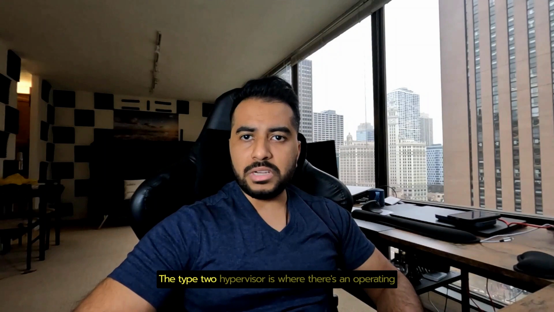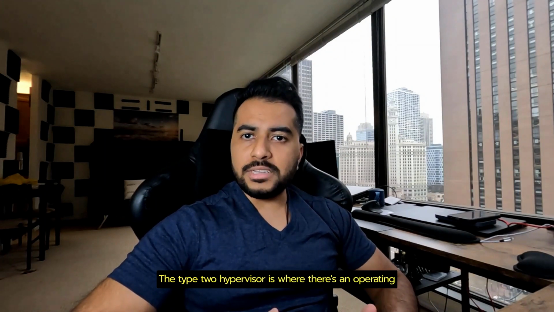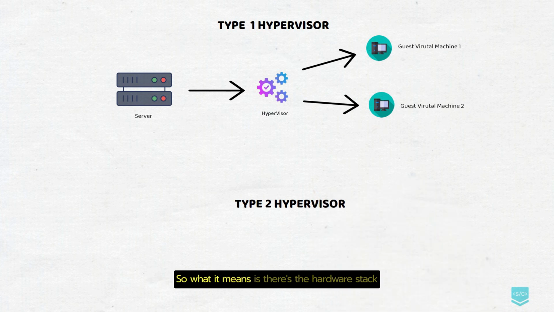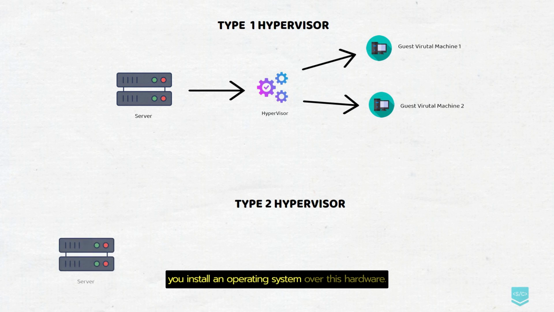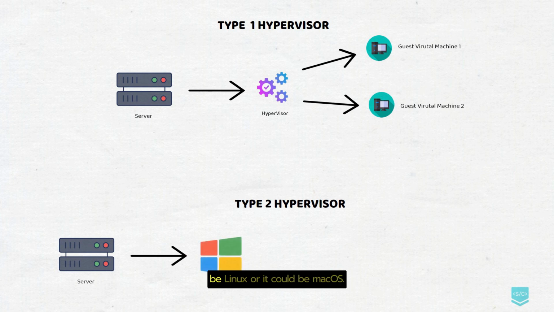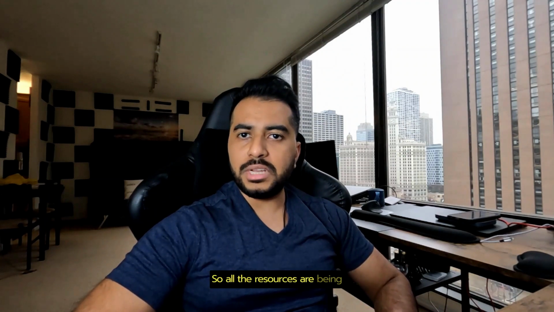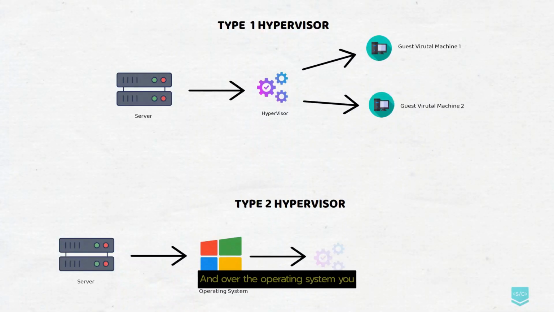The type 2 hypervisor is where there's an operating system sitting between the hypervisor and the hardware. So there's the hardware stack, which is your RAM, CPU, and motherboard, and you install an operating system over this hardware. It could be Microsoft, Linux, or macOS. This operating system is going to use the hardware, so all the resources are allocated to the operating system, and over the operating system, you install a hypervisor.